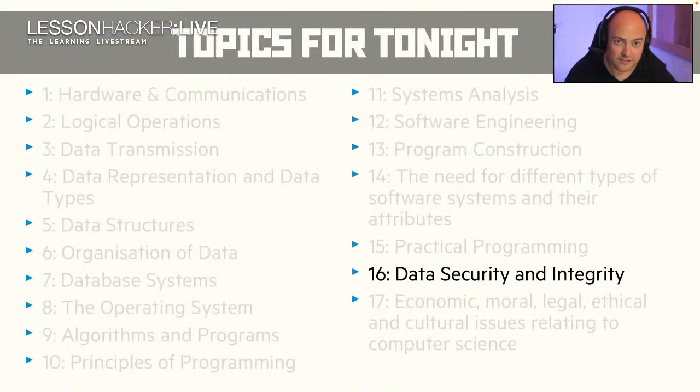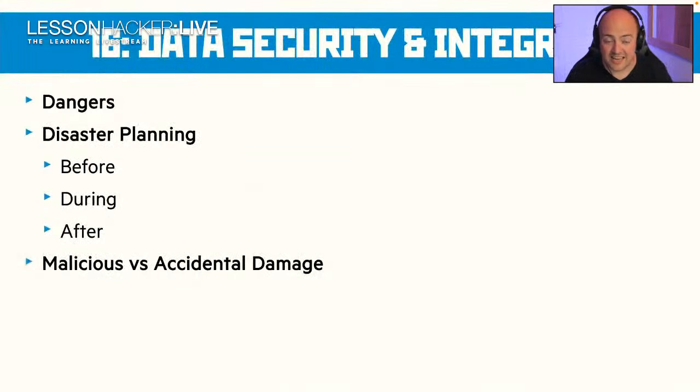Last topic, good timing: data security and integrity. The key things are these three areas. One are the dangers that data can be in, from hackers, from malware, from Muppets that work for your organization. Everything that could go wrong with that data. Go and have a read up on it. It's probably stuff you know already, because this is an interesting topic.